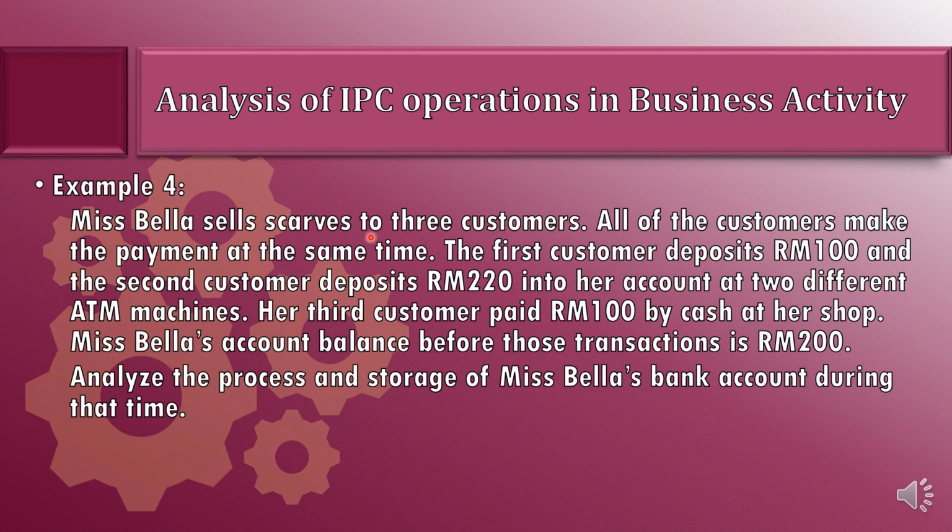When you read this question, you already know the activities that happen here, and the question just wants you to explain or analyze 2 operations. The first one is process and the second is storage, not all 4 as usual, as we have discussed before. So the question only wants 2 operations, process and storage. Let's look at how we are going to answer this kind of question.